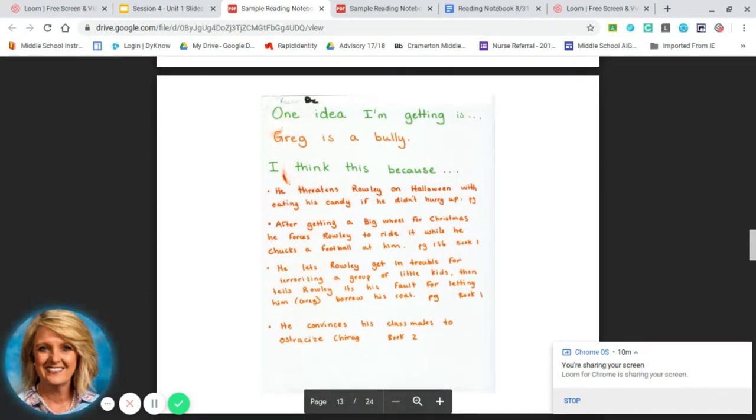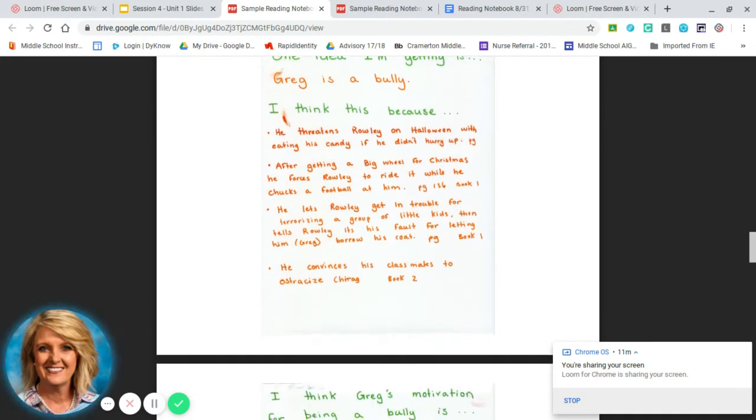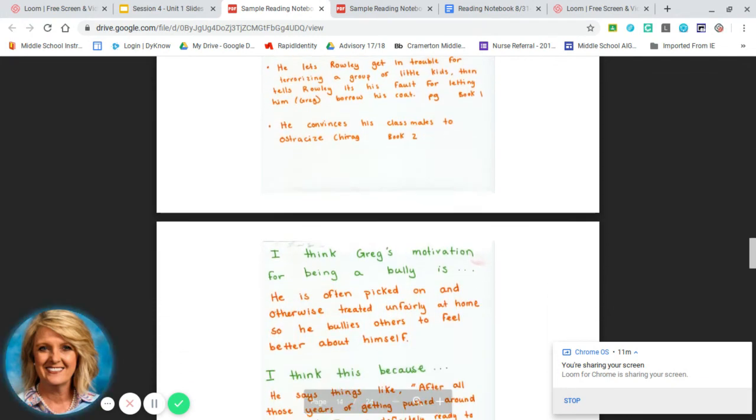One idea I'm getting is Greg is a bully. Okay, so if you have that idea, tell me why. I think this will cause, and then you go through and you give me all kinds of reasons why you think Greg's a bully, why your character's a bully, or whatever statement that you made about your character. Give textual evidence to support your thinking.